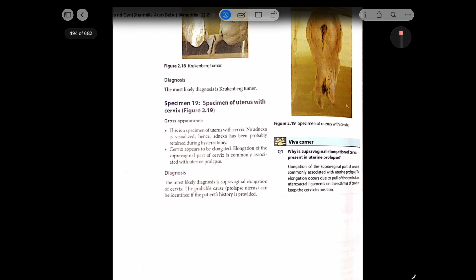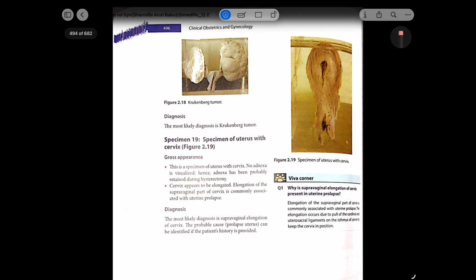Specimen of uterus with cervix. So this is the next specimen, as you can see. This is a specimen of uterus with cervix. No adnexa is visualized, hence adnexa has probably been retained during hysterectomy. Obviously, the cervix appears to be elongated. Elongation of the supravaginal part of cervix is commonly associated with uterine prolapse. The most likely diagnosis is supravaginal elongation of cervix. The probable cause, prolapsed uterus, can be identified if the patient's history is provided.